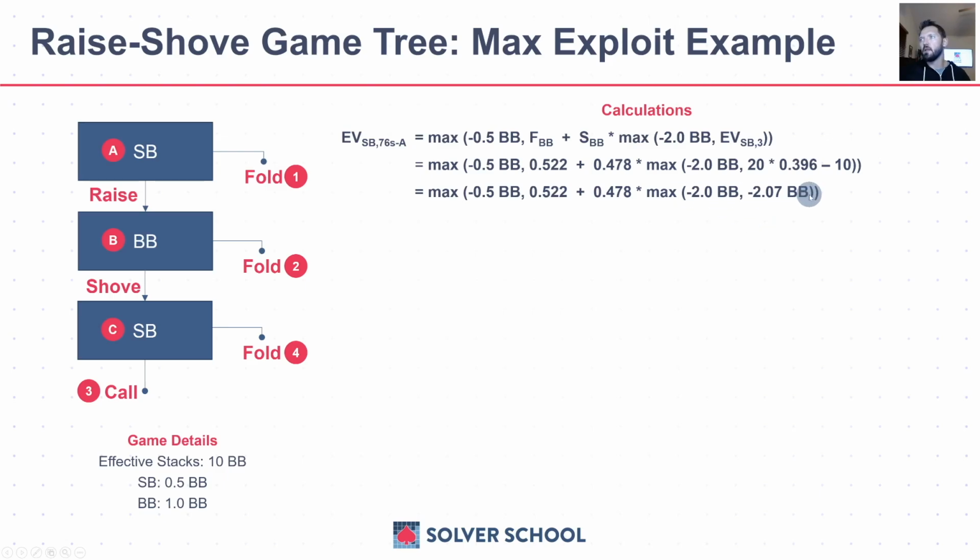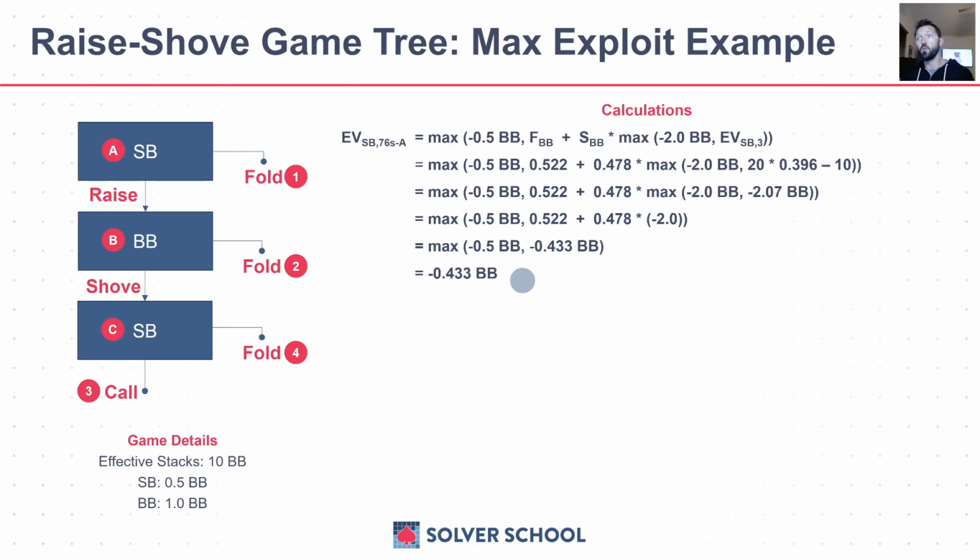So we can simplify this part of the equation down to be -2, right? We are always going to choose the folding option here because it is earning more EV than calling and losing 2.07 big blinds. Now we can simplify this part of the equation down. Does the small blind fold and lose -0.5 BBs, or does the small blind lose -0.433 BBs?